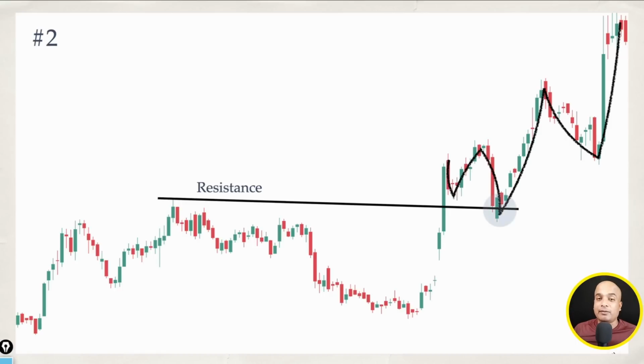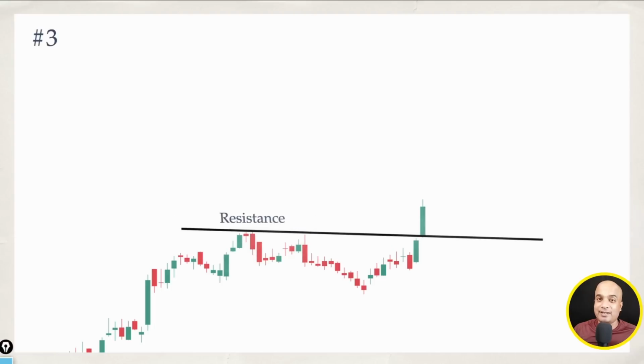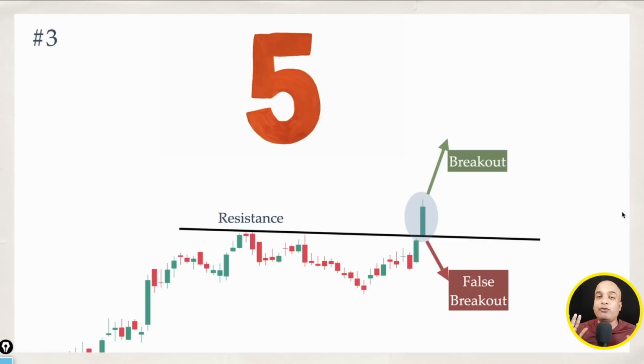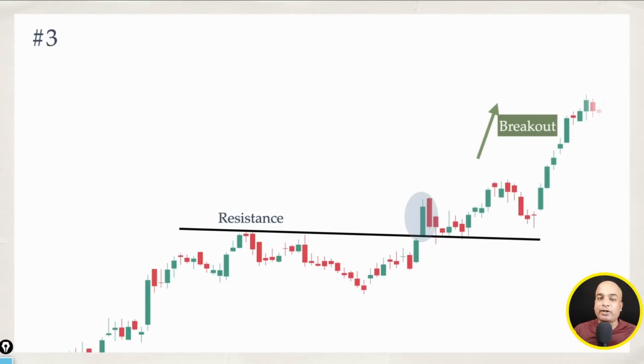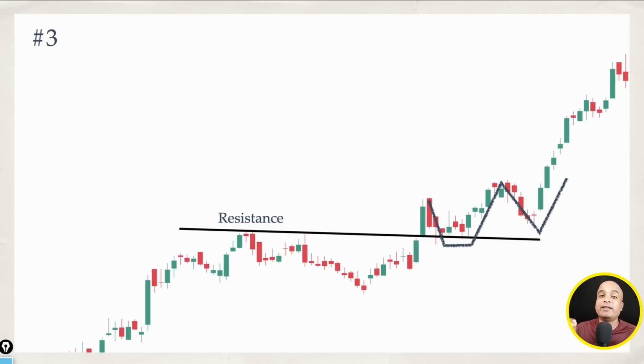Now, third chart. Once again, there is a resistance trend line. Price closed above the trend line. Guess if it is a real breakout or false breakout. You have 5 seconds of time. Once again, it is a real breakout, right? Interestingly, once again, the price tested the breakout level before moving in the upside direction, right?